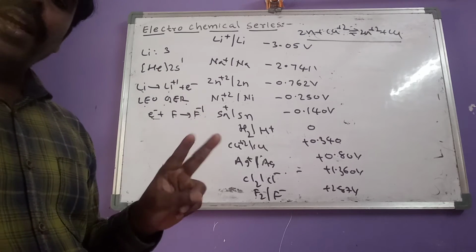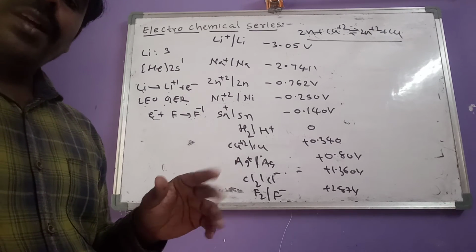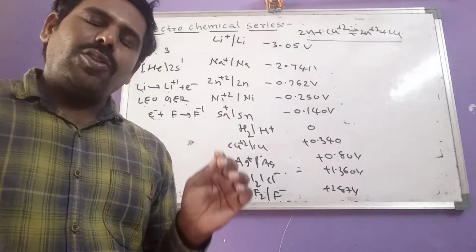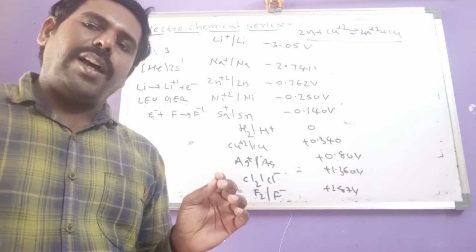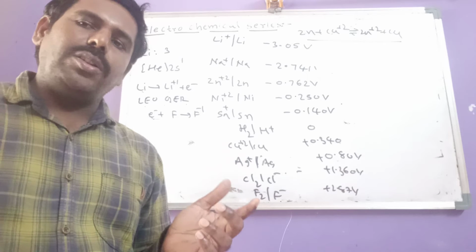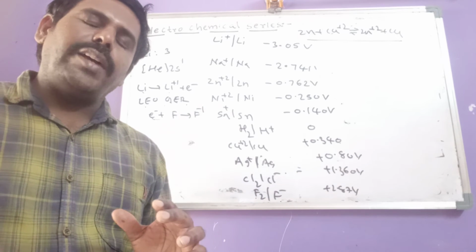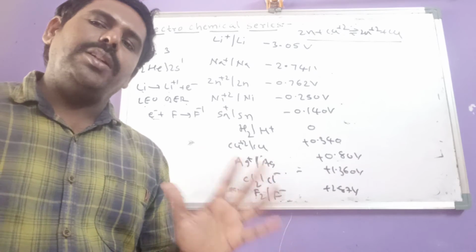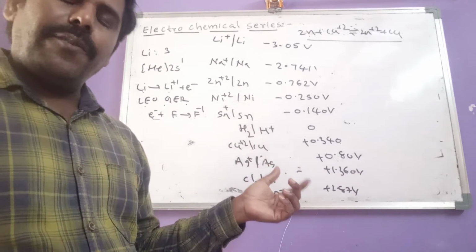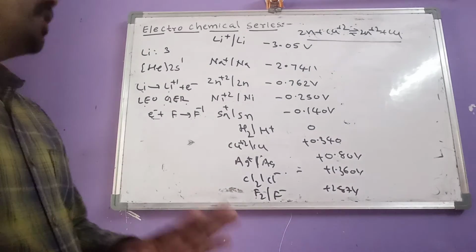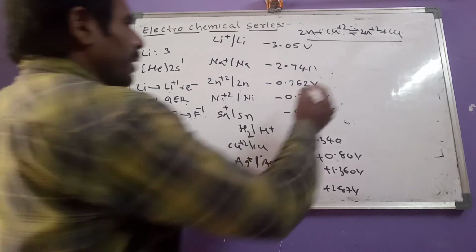If any two electrodes are given and E0 values are provided, the electrode having less E0 value acts as anode, and the electrode having highest E0 value acts as cathode. And some other different questions are also there. Let us see what the questions are. One question I will give here.